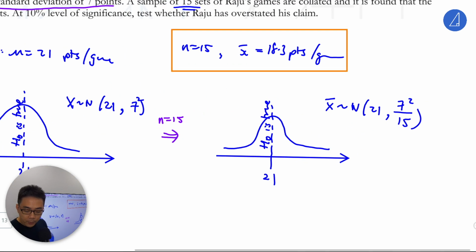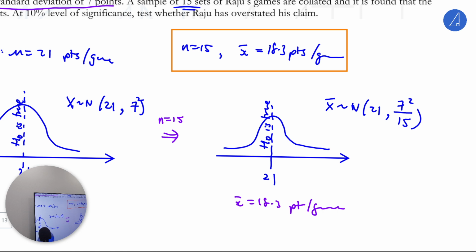Now the problem is you have X bar here. X bar is here, so 18.3, right? Points per game, right? How do I know where to draw the line? There must be a rejection zone, right? So you do want to draw the line here, but you do not know where.